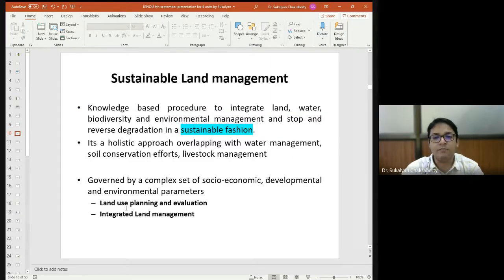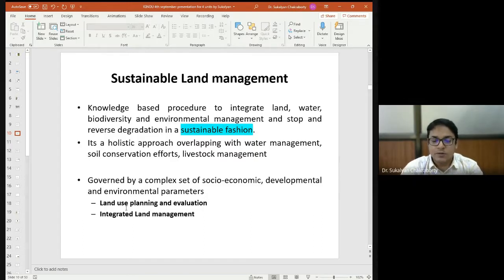So now how can it be managed? It's called SLM, sustainable land management. It's a knowledge-based procedure to integrate. As I told you, it's a holistic approach. It needs to integrate various components of the land. Then only we can have sustainable land management. Like, you cannot develop water resources without developing land resources, or vice versa. So all the resources which are interconnected in nature need to be simultaneously developed. We need to integrate many components together.